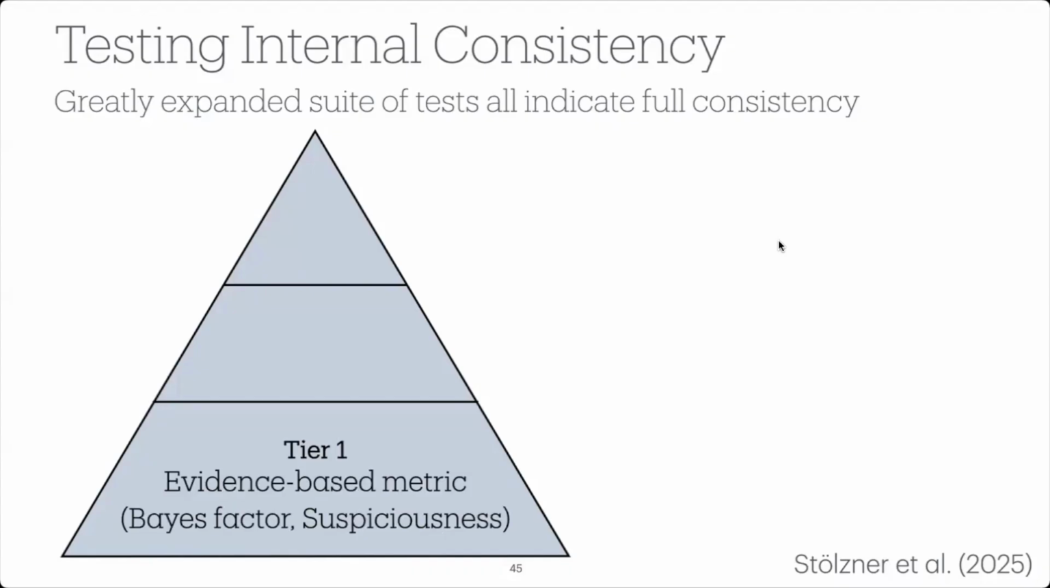And if they did, then this would be a sign of an internal inconsistency. And we then evaluate several metrics that we classify in 3 tiers. The first tier is an evidence-based metric where we use the Bayes factor and the suspiciousness, which allows us to quantify if the data actually prefers our split cosmological model over the fiducial one.